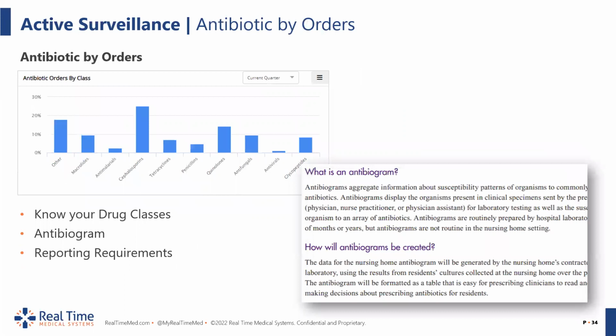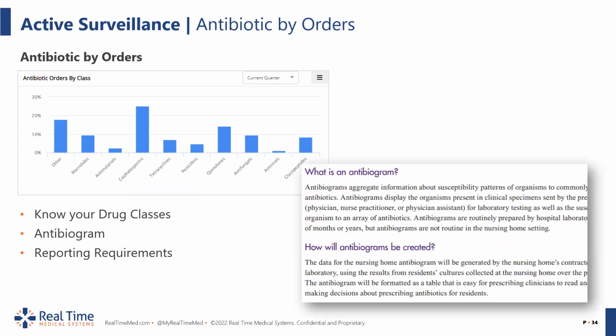We also have your antibiotic orders by class. Know your drug classes. This is the information you need to make sure that your consultant pharmacist has access to. Also, hopefully your lab is helping you with those antibiograms. But think about this too. You want to know, as an example, because there are so many adverse effects that can happen with our antibiotics or our antimicrobials, who are those residents that are receiving cephalosporin therapy, because are they also on Coumadin or warfarin? And if they are, let's make sure we get some additional INRs in place.